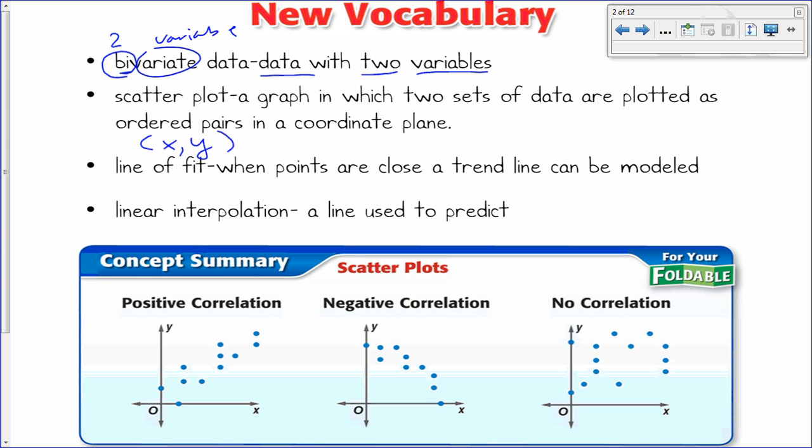Line of fit is when points are close to a trend line that can be modeled. If I had this graph down here, you kind of see a line going here. I can draw a line right through the middle of those dots. That's called a line of fit. A linear interpolation is a line used to predict. So if I draw this line of fit, we also are going to use it to predict past results or future results, based on the data. Everybody understand that?